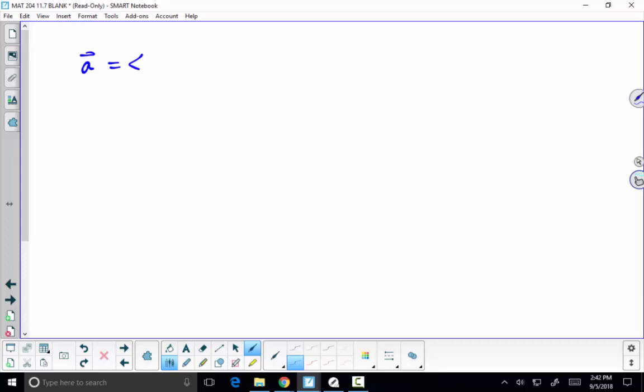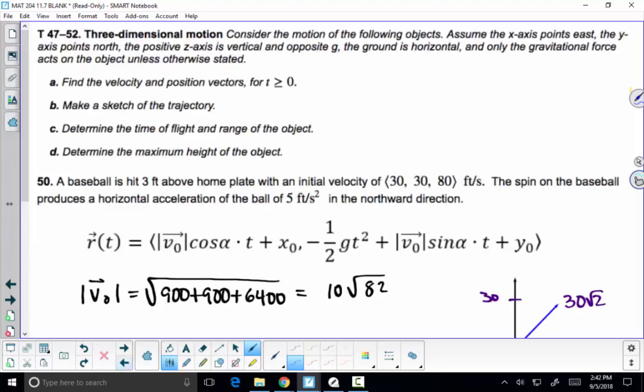So what did you say? Ignore that. Let me read the question again. So the way we have it, x points east, y points north, the positive z is vertical and opposite of gravity. The ground is horizontal and the only gravitational force. So it's going to be 0.5 g. You think it's going to be 0.5 g? Because the x-axis points east, negative g. Well, yeah, negative. But the ball is going 30, 30, 80. The ball is going into this quadrant.